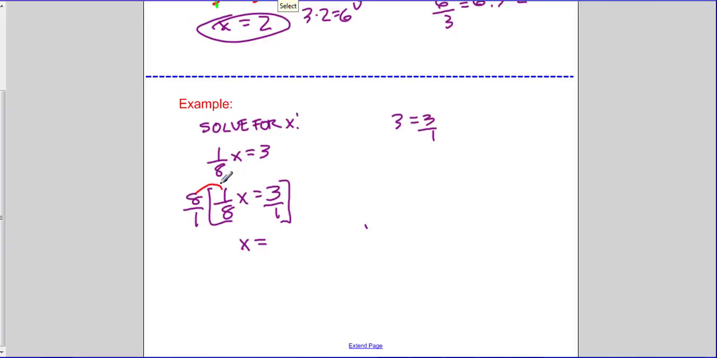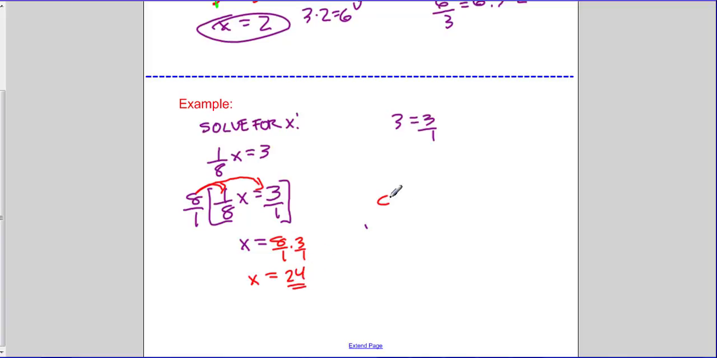So here I'm multiplying now 8/1 times 1/8x. But then I'm also distributing the 8/1 times 3/1. So x equals 8/1 times 3/1. So x is 24/1, but 24/1 is just 24. So my answer is 24.